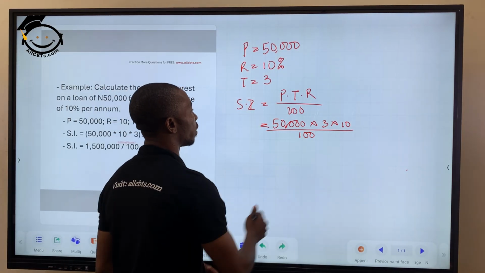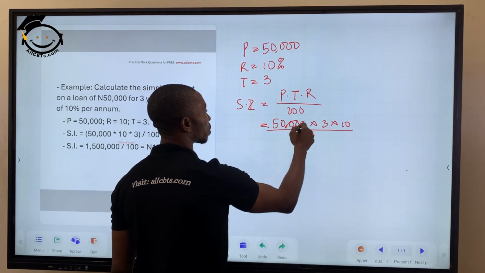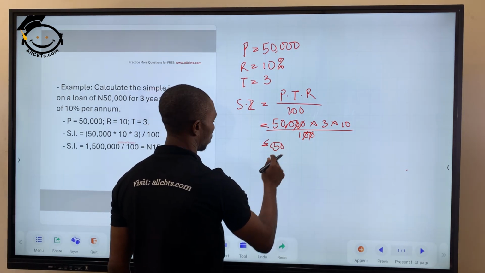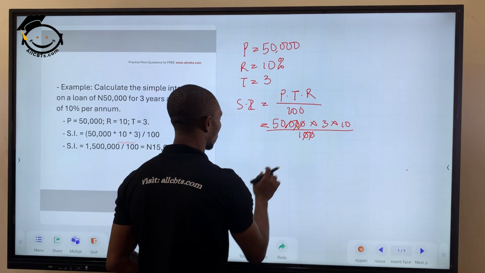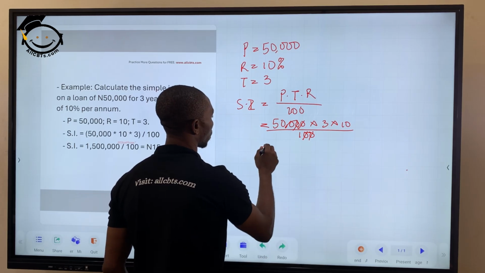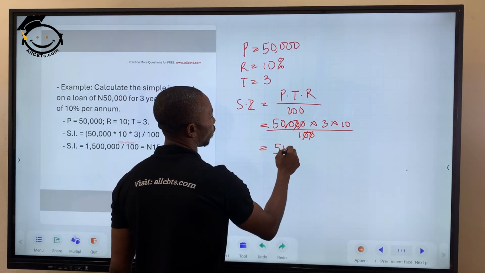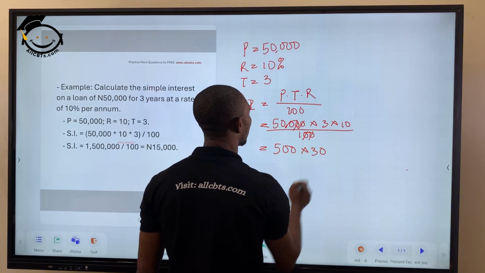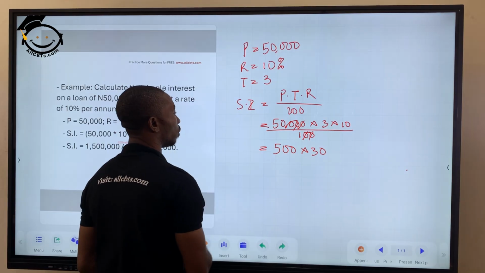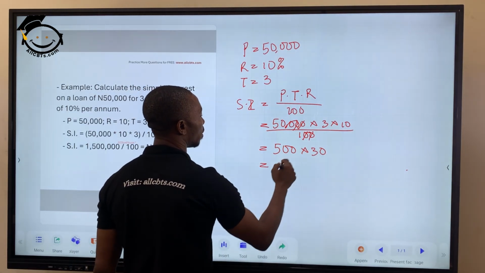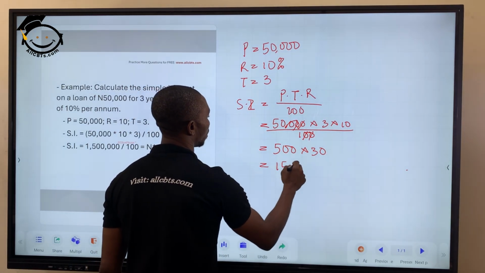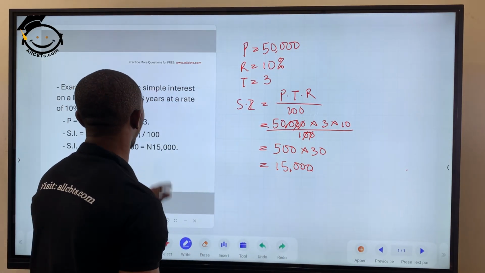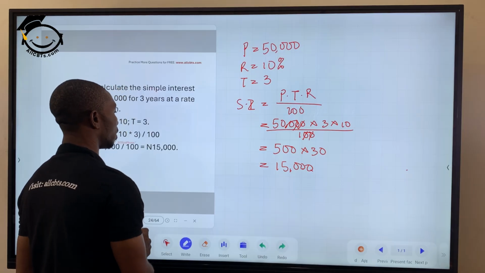Okay, so here we can cancel out our zeros, leaving us with 500 times 30. Now, this would give us 15,000. So the interest to be paid will be 15,000.